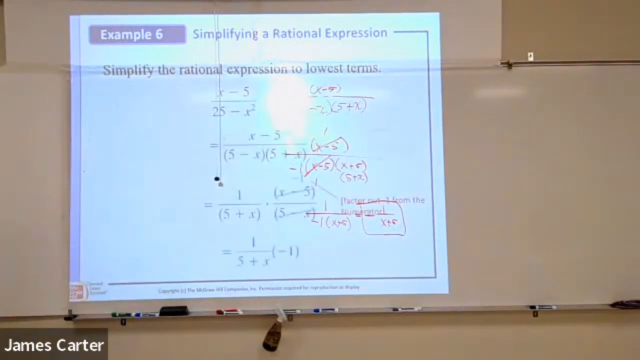Well, there's the answer. They stuck the negative 1 at the back end.